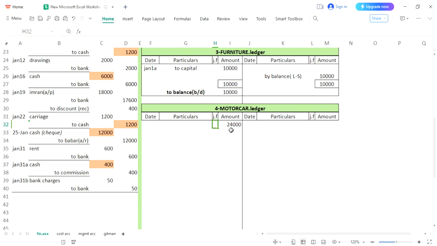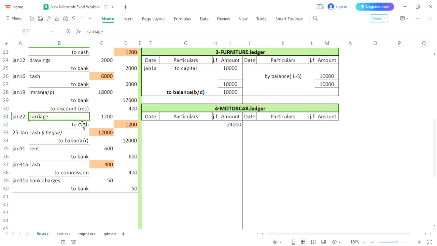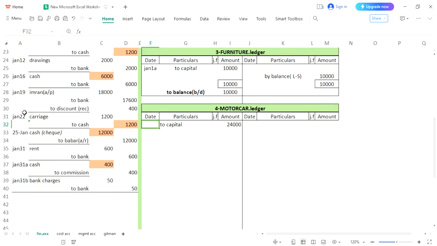Now let's see what was its reference. You can see 24,000 is debited. What is written on the opposite side? That is capital. So we are going to write capital in our reference side. It's now time to see the date. For date you have put this motor car. January 1 is the date. Put January 1 in date column. Posting for 24,000 is completed.